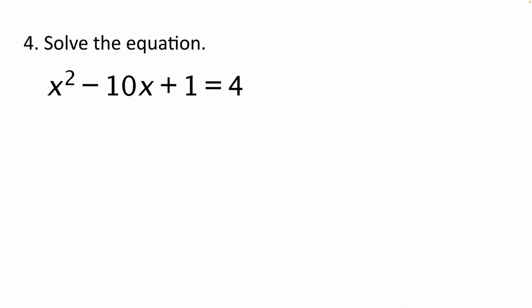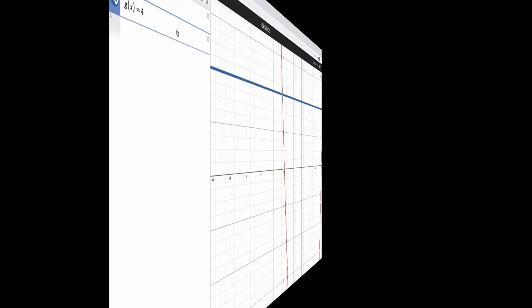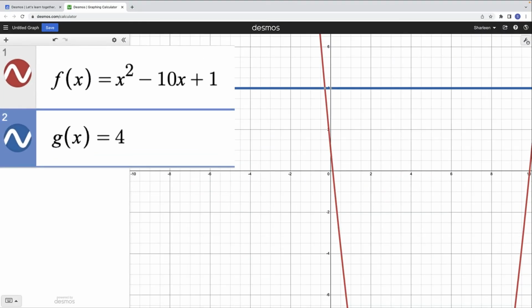And finally, let's solve the equation x squared minus 10x plus 1 equals 4. Just as we did in the first three examples, we'll let f of x equal the left-hand side, x squared minus 10x plus 1, and g of x equal the right-hand side, so g of x will equal 4. Let's once again go back to Desmos and enter our new functions in for f and g. I've entered the details for f of x and g of x for this fourth equation.